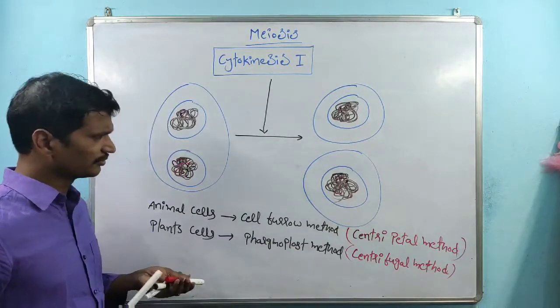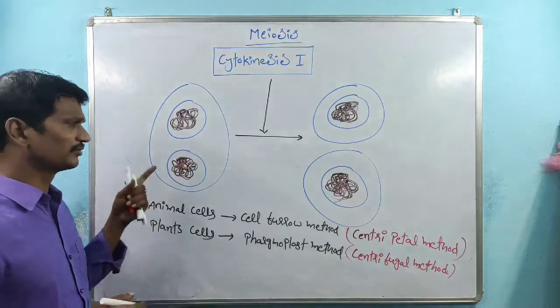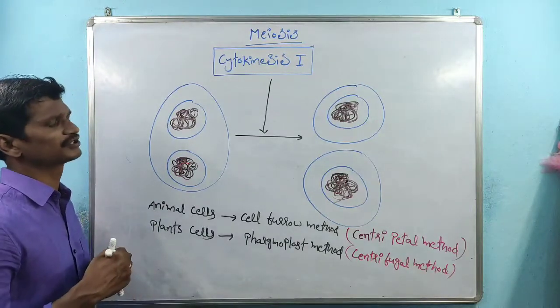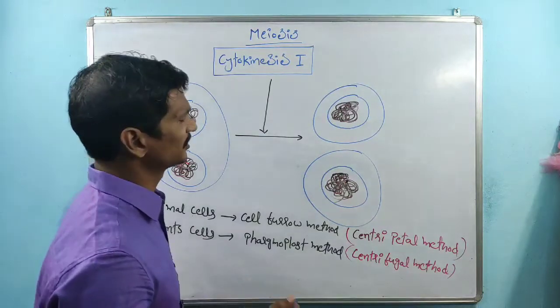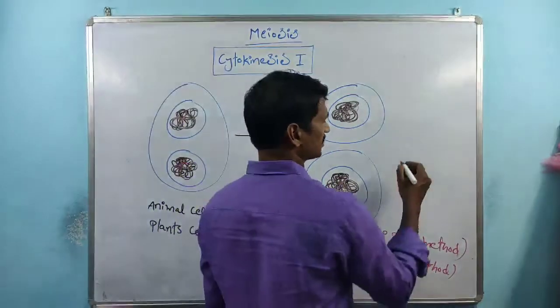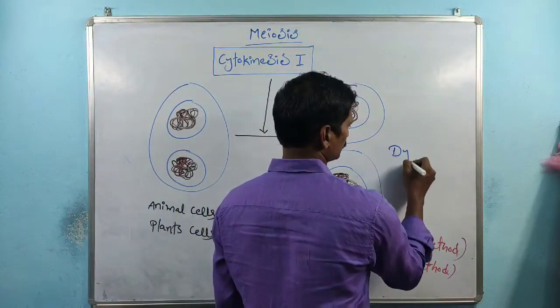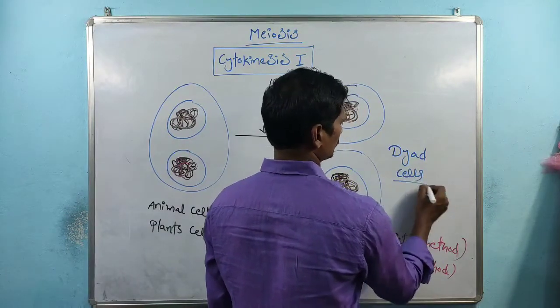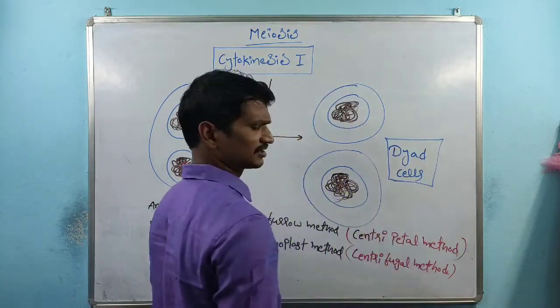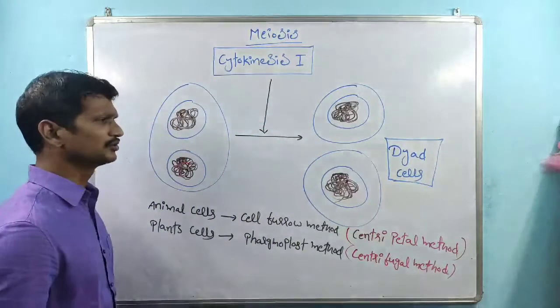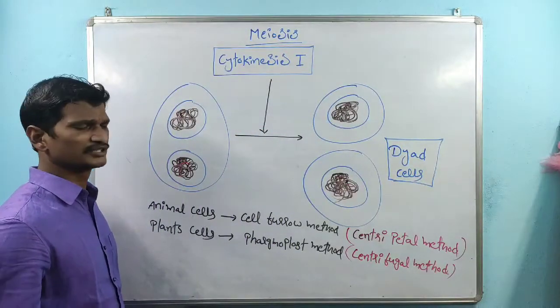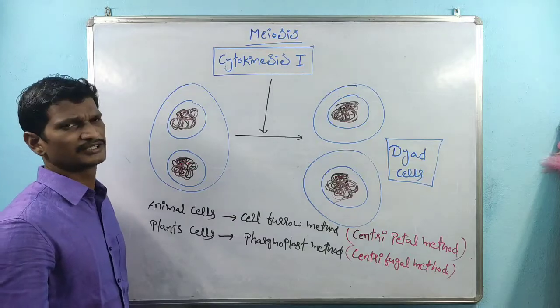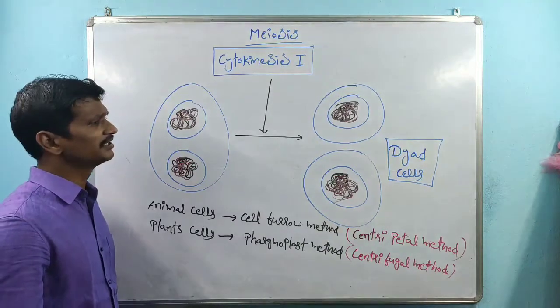So we are talking about meiosis, and within meiosis we are discussing cytokinesis 1. At the end of cytokinesis 1, how many cells are produced? Two cells are produced. These cells are also called diad cells. Diad indicates nothing but two, so the stage is also called the diad stage.